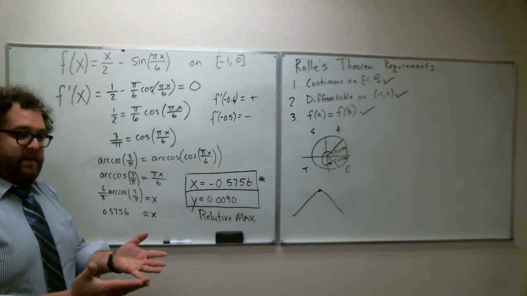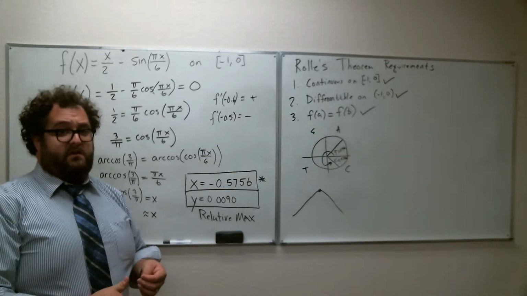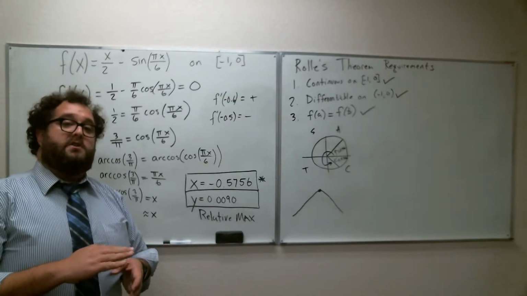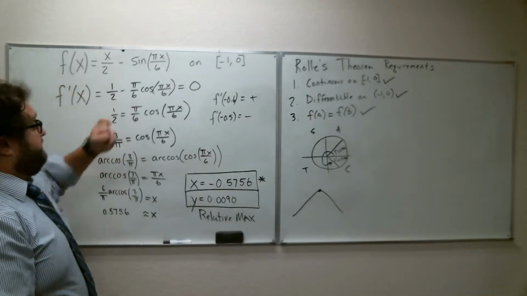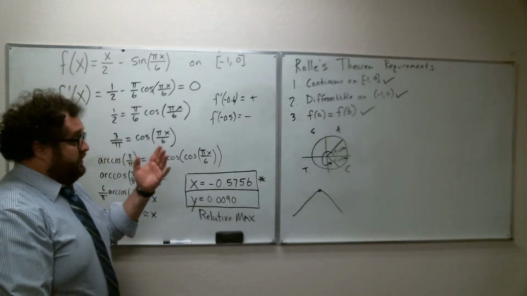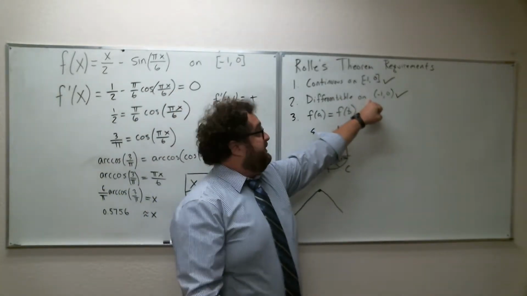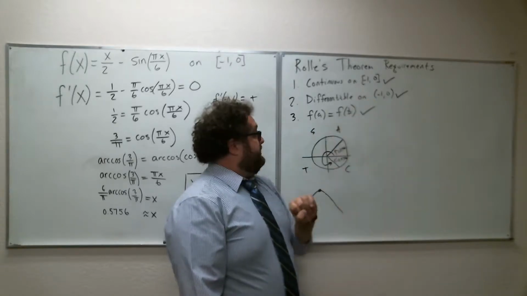So to figure out if a function is differentiable or not, simply look at the domain of the derivative. If there are any points where the derivative is not defined, then the function is not differentiable at those points. But here, the derivative is defined for all real numbers, so the function is differentiable for all real numbers. Specifically, it's differentiable from negative 1 to 0, excluding the endpoints.